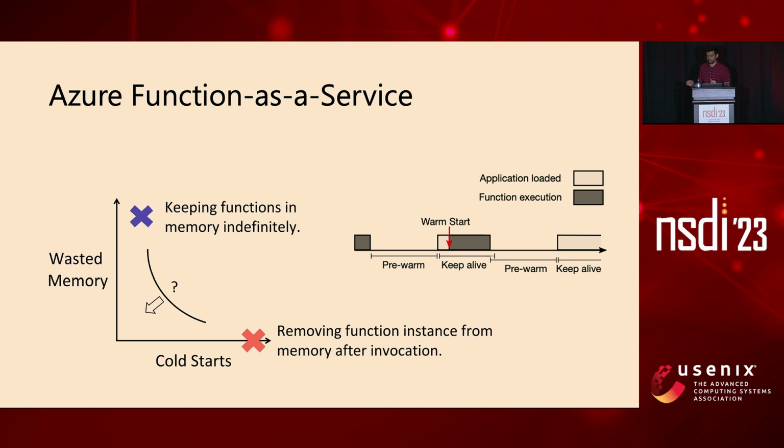Some of the previous works tackle this problem by parameterizing it using two configurations. One is pre-warm and the other is keep alive. So the general idea is you load a function into memory in anticipation of an execution. So you try to anticipate when an execution is going to happen and load it into memory. Pre-warm is how long you wait since the last invocation before you load into memory, and keep alive is once you load into memory, how long you keep it there.